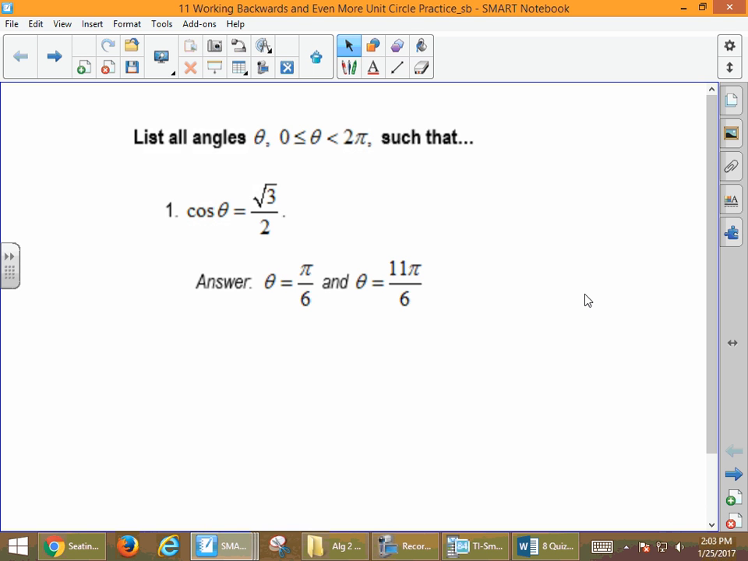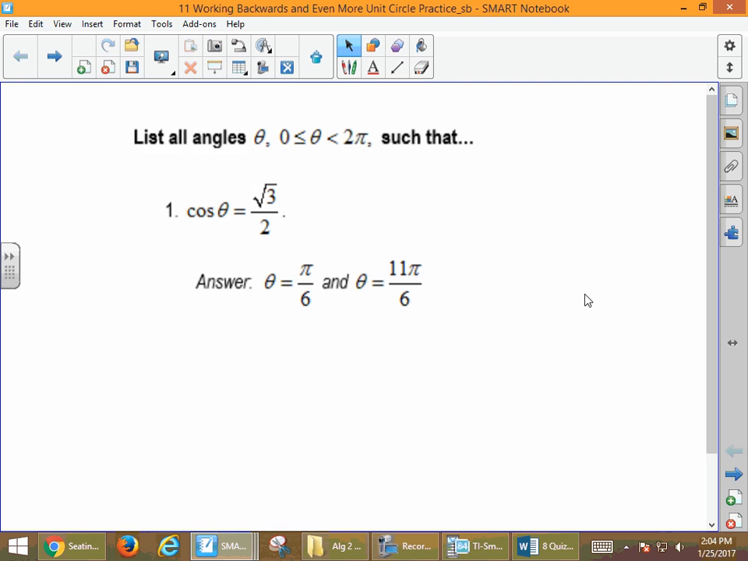So we want to look at the angle of 0, but we're not going to look at 2 pi. This says less than, doesn't say equal to. So from 0 all the way over to 2 pi, but not including 2 pi. And again, what happens is we're given the value. So we're given the value where cosine is radical 3 over 2.